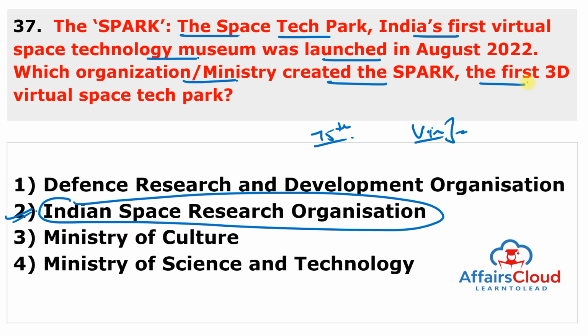And Spark is the first three-dimensional virtual space technological park ever created by the ISRO. The platform's beta version offers a virtual tour of the Spark, and visitors can virtually board the Space on Wheels bus to take the tour. It has a museum, theater, observatory, a garden with life-size rockets, a lakeside cafe area and a children's play area, as well as several other interactions. So just remember, it is launched or developed by ISRO.